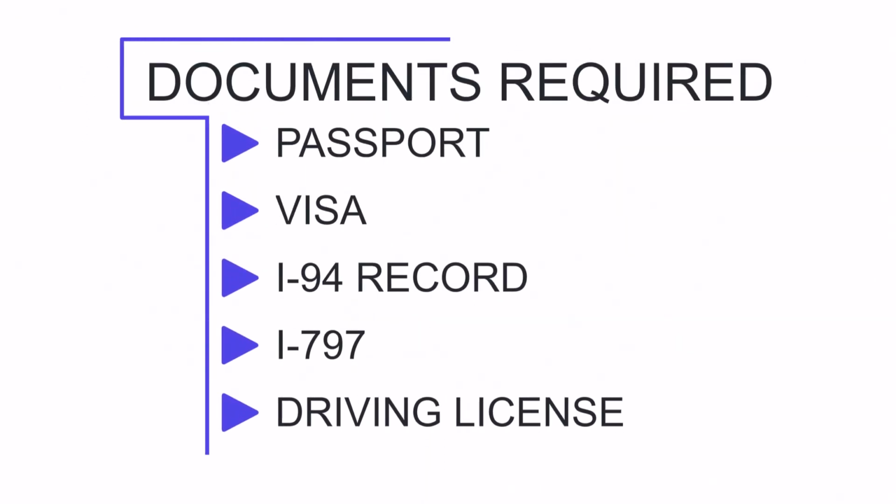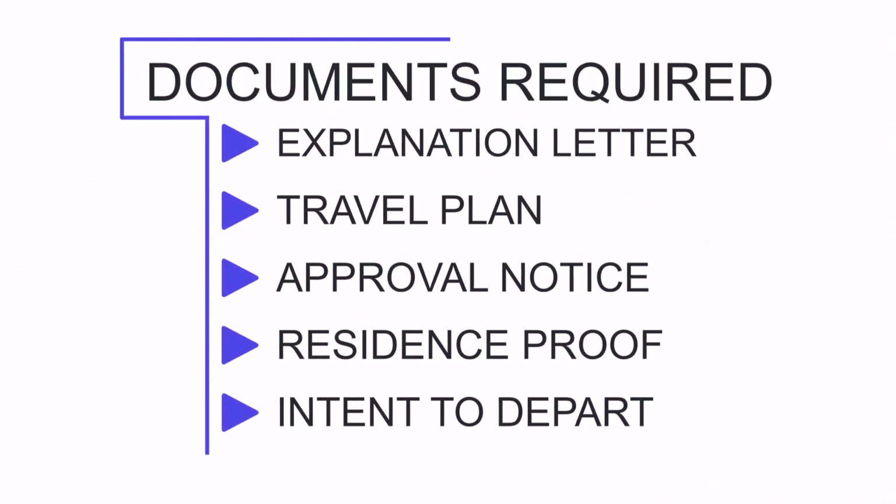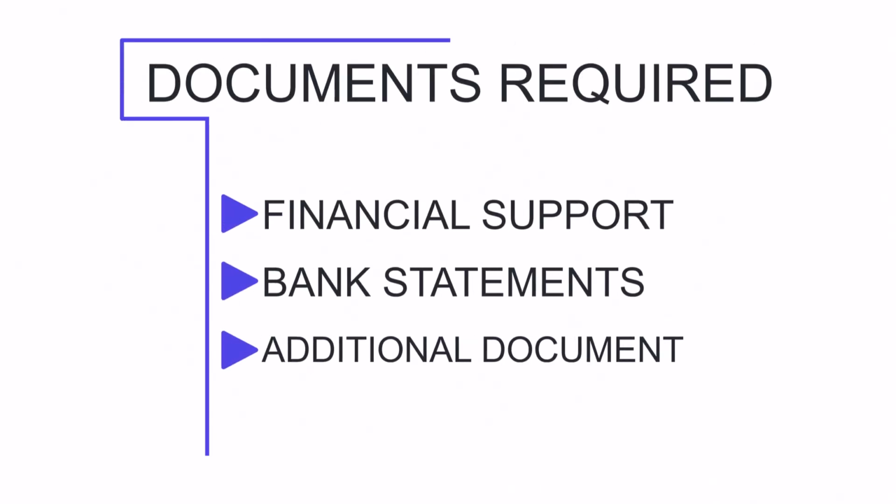Before we begin, make sure you have the following documents ready, like your passport, visa, I-94 record, I-797, driving license, extension purpose explanation letter, travel plan or itinerary, status approval notice, proof of residence, return travel plans, proof of financial support, recent bank statement, and any additional supporting documents relevant to your application. Having these documents ready before you start will make the application process much smoother and help you complete your application without any unnecessary delays. So let's get started.